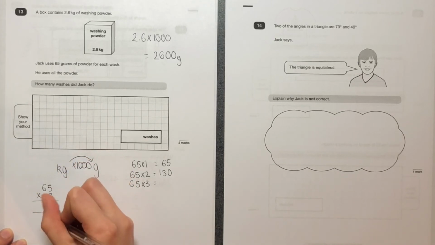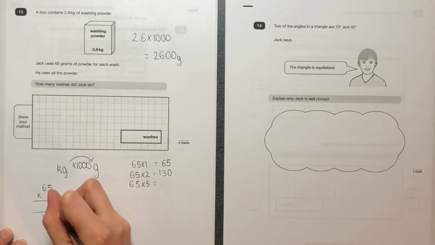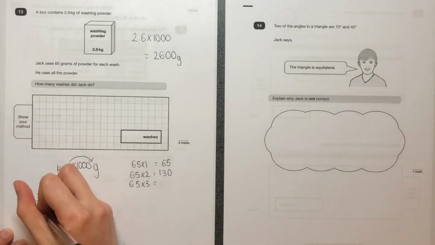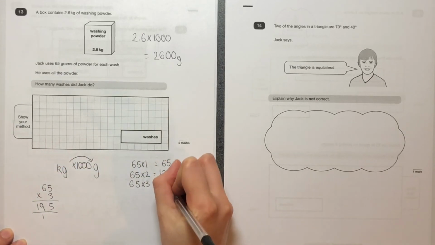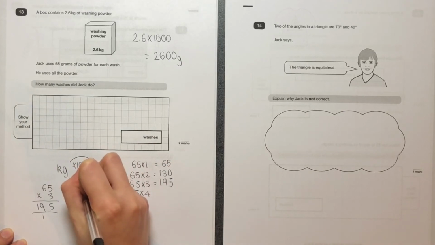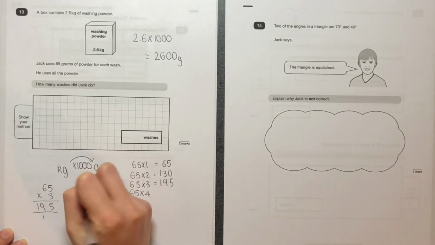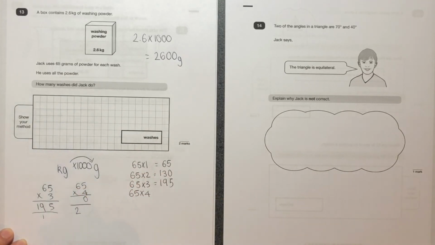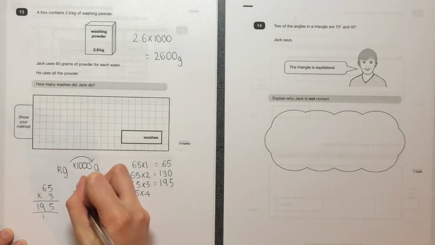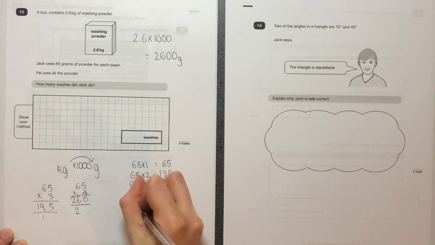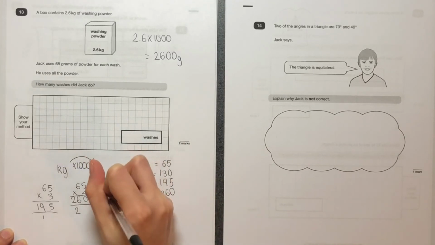Three times 5 is 15. Write the 1 and the 5. 3 times 6 is 18, plus the 1 is 19. 195. 65 times by 4. 4 times by 5 is 20. Write the 0, carry the 2. 4 times by 6 is 24. Plus the 2 gives us 26. 260. And our last one, 65 times by 5.